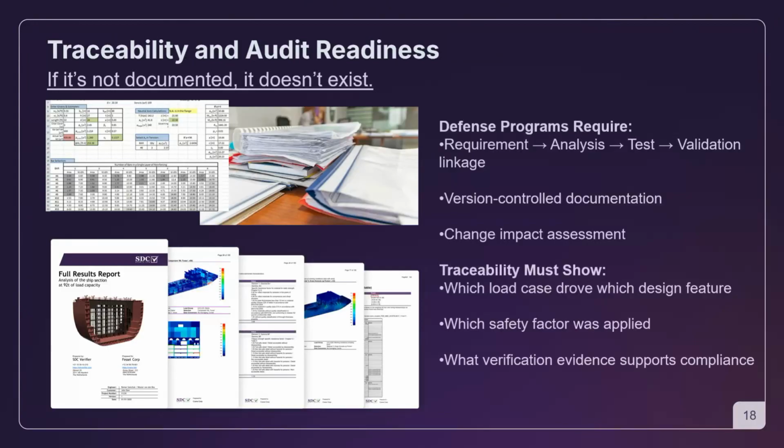And as we discussed before, defense programs often require that analysis and tests are all linked together. Version control documentation, where reports are clearly marked with different version numbers to track all the changes, and traceability requirements must show which loads drove the design feature. So, for example, which load gives the governing stress or displacement, which is actually the cause of why the design is the way it is. So how to clearly show it in the verification.